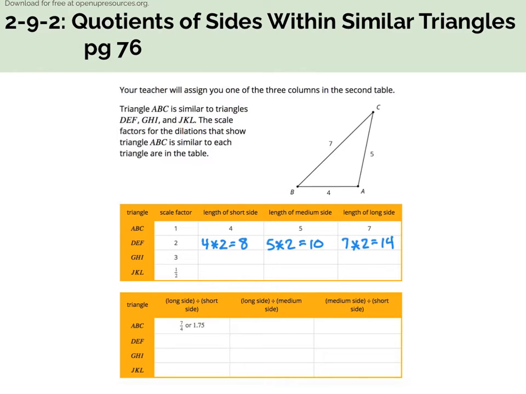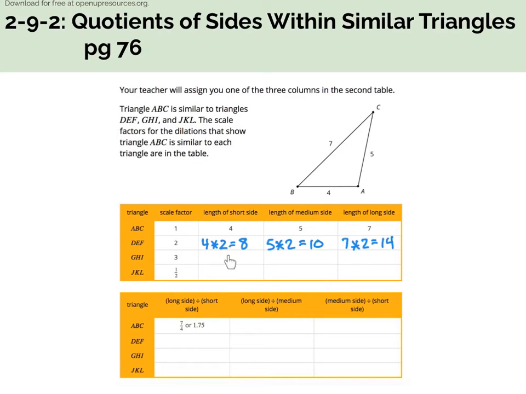Now, since you filled in that table, we're going to look at the second table really quickly, and we're going to fill that one in also. Notice how we have the longest side divided by the shortest side, and this is triangle ABC. The longest side was 7, divided by the shortest side, which is 4. We're going to find that decimal. So do 7 divided by 4, you're going to get 1.75.